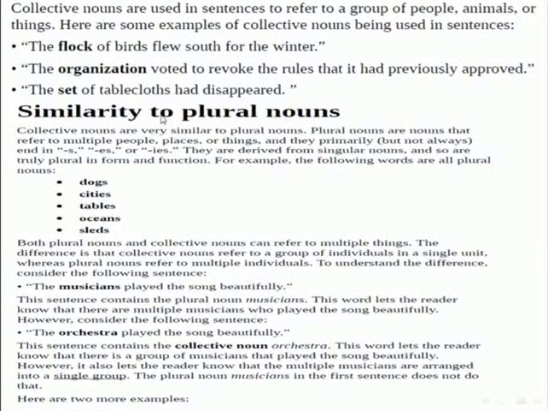Similarity to plural nouns now. Instead of collective noun, we talk about plural nouns, which is similar to collective noun somehow. So, collective nouns are very similar to plural nouns. Plural nouns are nouns that refer to multiple people, places, or things, and they primarily, but not always, end in s or es or ies, right? They are derived from singular nouns and so are truly plural in form. When we say plural nouns, it's usually plural in form and function. For example, the following words are all plural nouns here: dogs, cities, tables, oceans, sleds. All these are plural nouns, right?